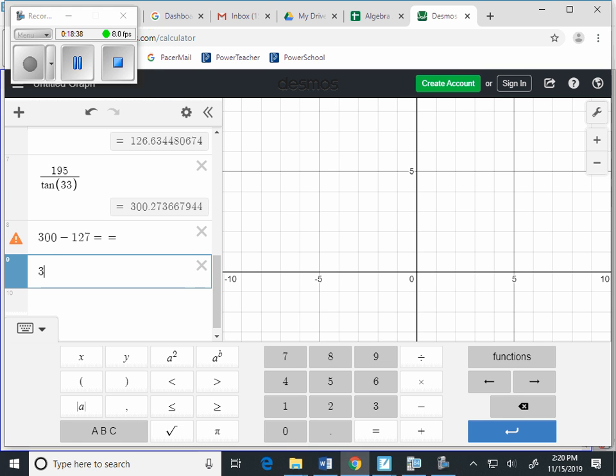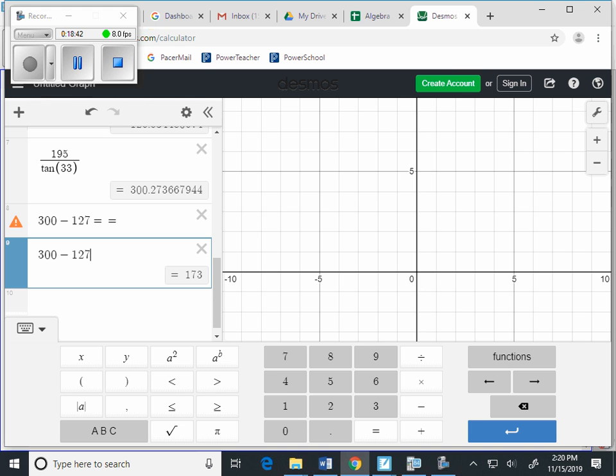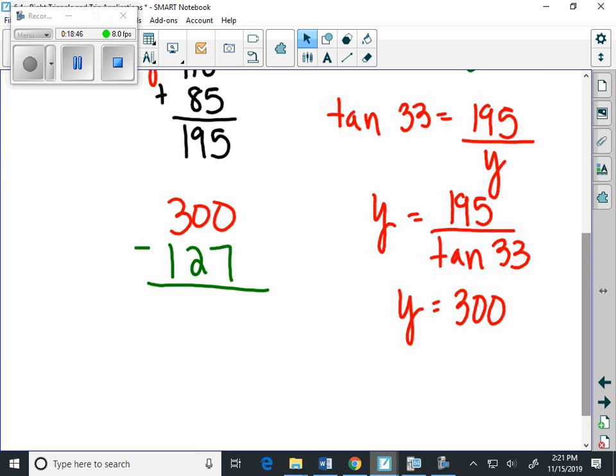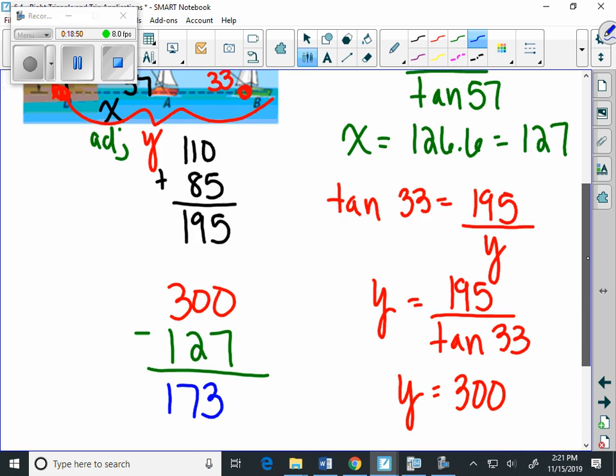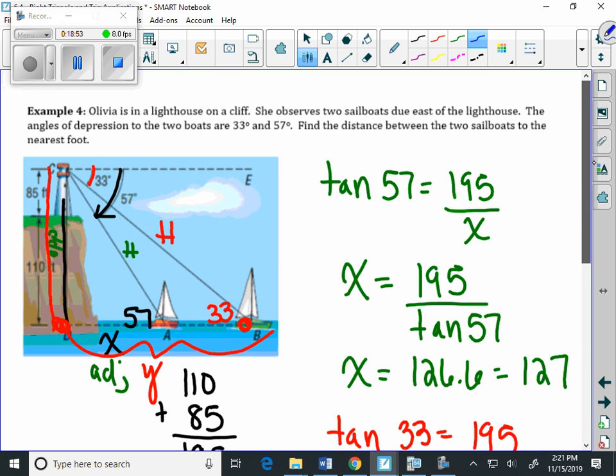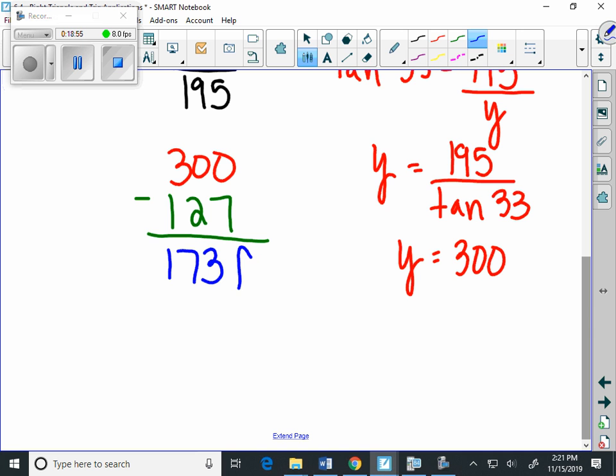Sorry, 300 minus 127 is 173. And let's look at the units here real quick. So, feet. 173 feet apart.